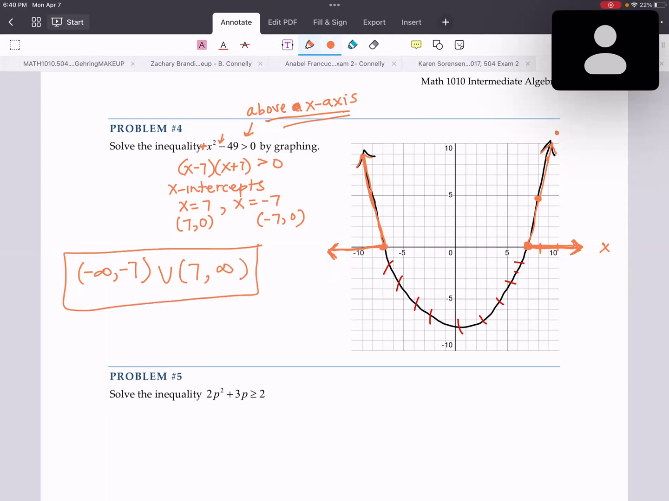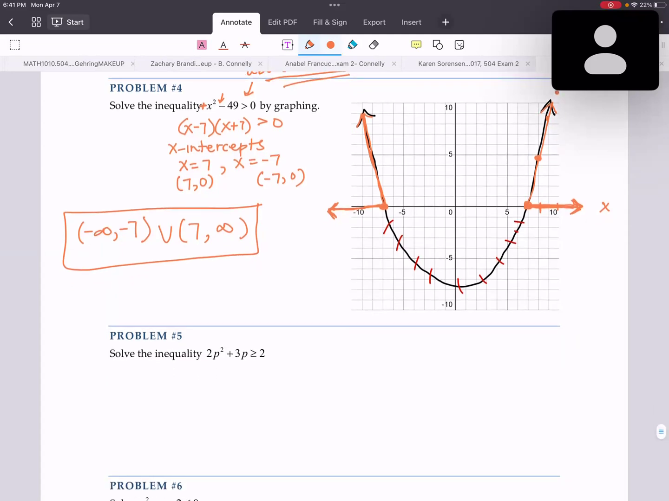So really, when you're doing this, you're trying to figure out, okay, where is it crossing the x-axis? Then is my parabola right side up, or is it upside down? And that's going to help us figure out which x values we're looking for there. Okay, let's try another one.